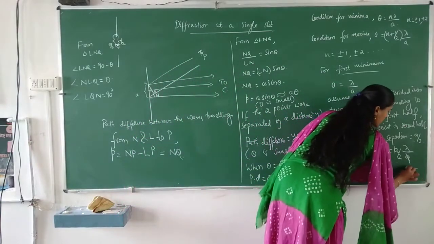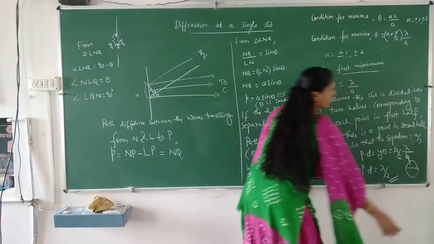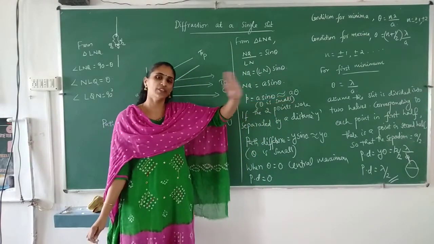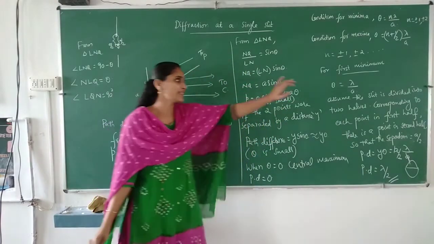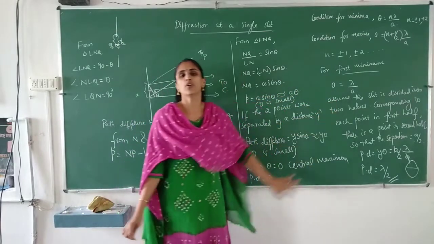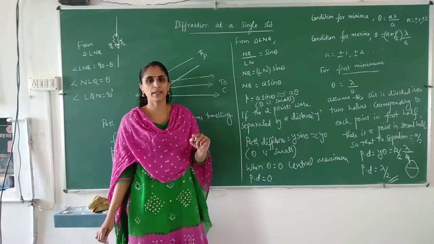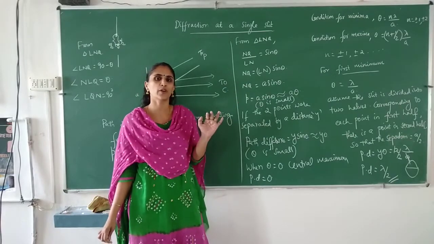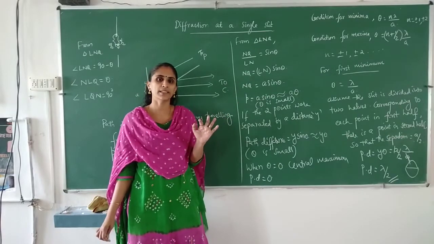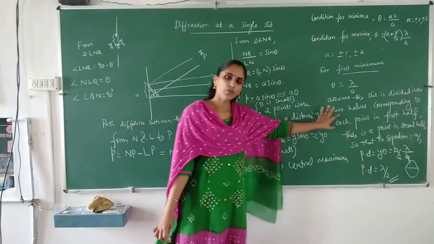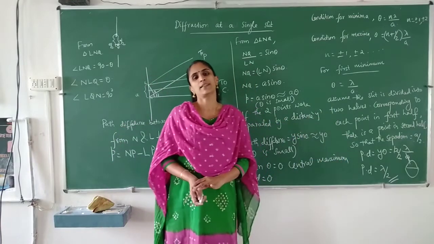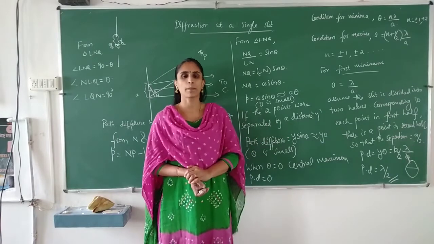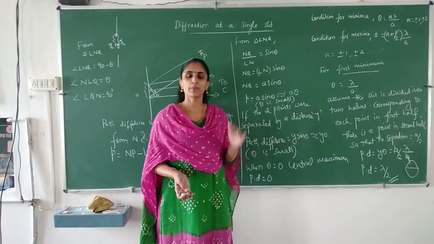If the path difference comes to lambda by 2, what does it show? One crest and one trough will be reaching that point P where theta is equal to lambda by a. Whichever point satisfies this condition will be of minimum intensity. Lambda by a, then 2 lambda by a, 3 lambda by a, all those points will be of minimum intensity, because for all those we can say that path difference will be lambda by 2 or phase difference is pi. So this is the condition for minimum.